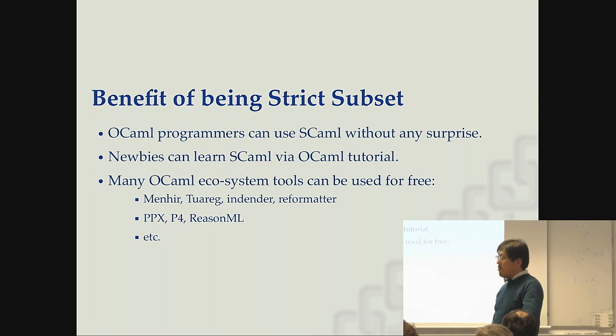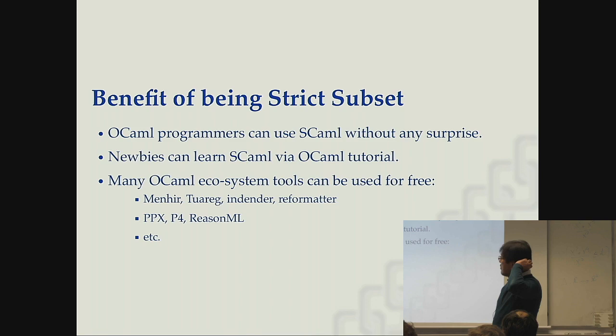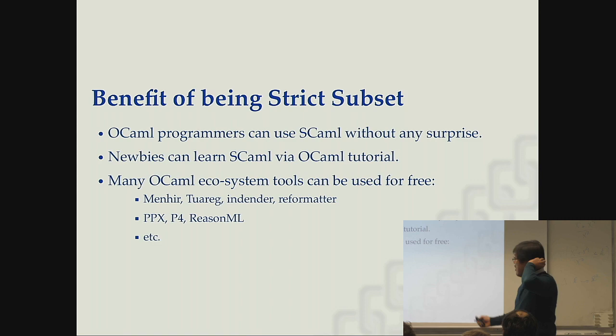And most importantly, since it's just a strict subset of OCaml, we can use many existing OCaml ecosystem tools for free. For example, Merlin, Tuareg, Indenter and the reformatter, and we can even use PPX and P4. I don't like ReasonML, but why not? We can use ReasonML. So with minimum effort, we can do a lot of things.